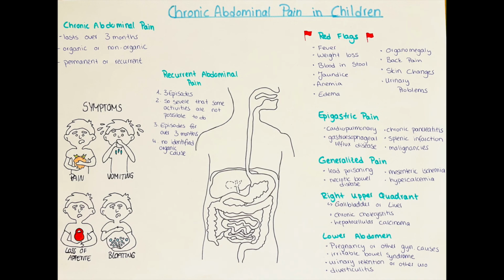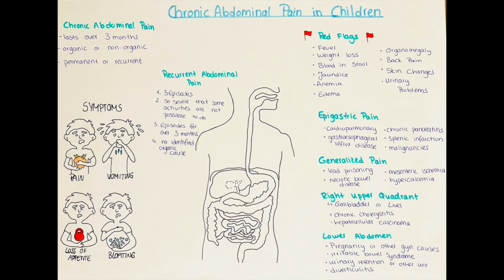Pain in the right upper quadrant can be due to disorders of the gallbladder or the liver, as chronic cholecystitis, chronic portal vein thrombosis, or hepatocellular carcinoma. Pain in the lower abdomen can be due to pregnancy or other gynecological disorders, diverticulitis, irritable bowel syndrome, urinary retention, or other urinary tract disorders.